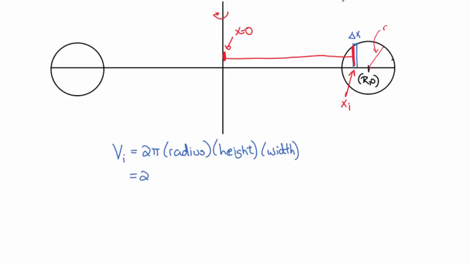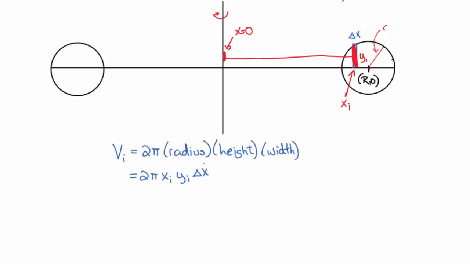This is going to be 2 pi times x sub i. The height of that slice that I drew in blue and then highlighted here in red is the y value at the moment, so y sub i. I'll write that in here, y sub i. And the width is a delta x. It's actually a very nice, clean-looking volume formula.